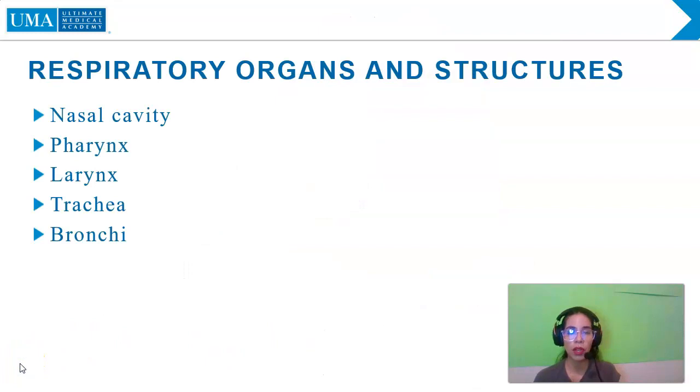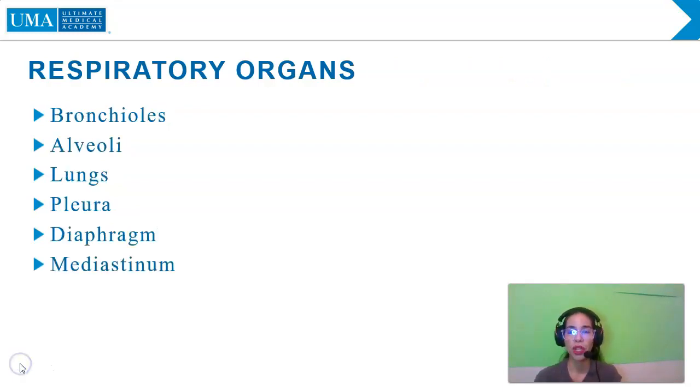Starting over with the respiratory organs and structures, we have the nasal cavity, the pharynx, the larynx, the trachea, and the bronchi. So let's get started with the respiratory organs and structures. Again, starting here with the nasal cavity, and we will cover these in more detail in the coming slides. We have the pharynx, which is the throat. The larynx is known as the voice box. The trachea is your windpipe, and the bronchi are the branches of the windpipe leading into each of the lungs. We also have the bronchioles, which are smaller subdivisions of the bronchi.